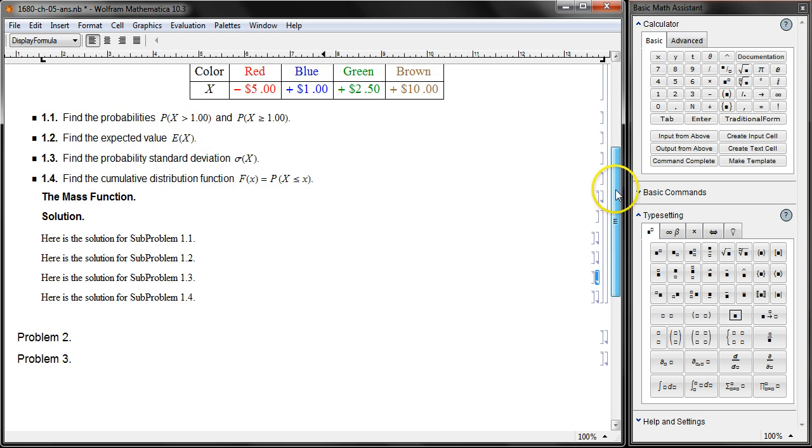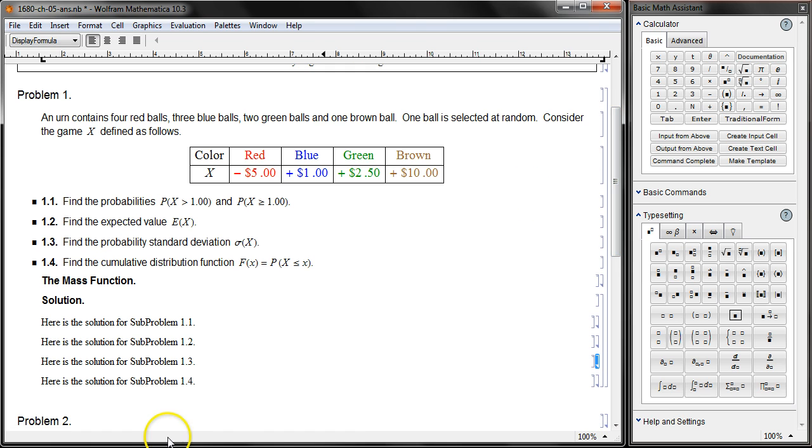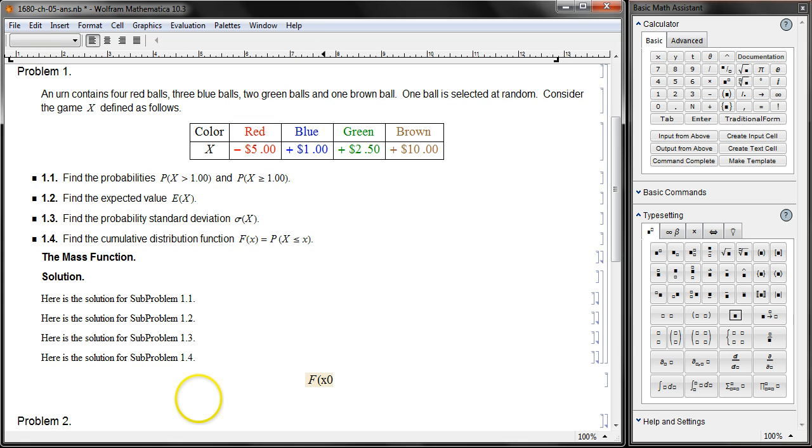Okay, finally, let's talk about the cumulative distribution function. What is the so-called cumulative distribution function? It's defined like this. Oops, this should be a parenthesis. So capital F of x is defined by the probability that this game yields less than or equal to x.